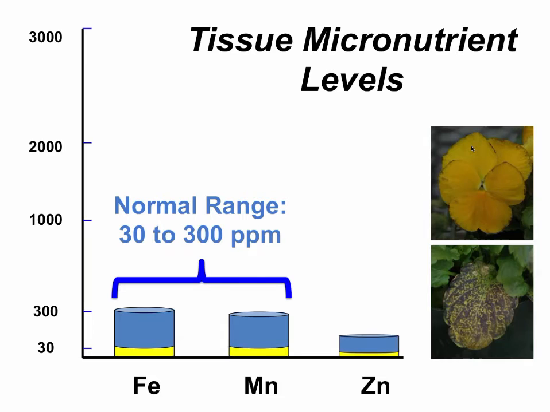And so we also did the tissue test. So the yellow bars indicate the lowest level. The blue area indicates where the recommended range would be for those three elements. And you can see here where the levels actually were. So they were quite a bit higher.